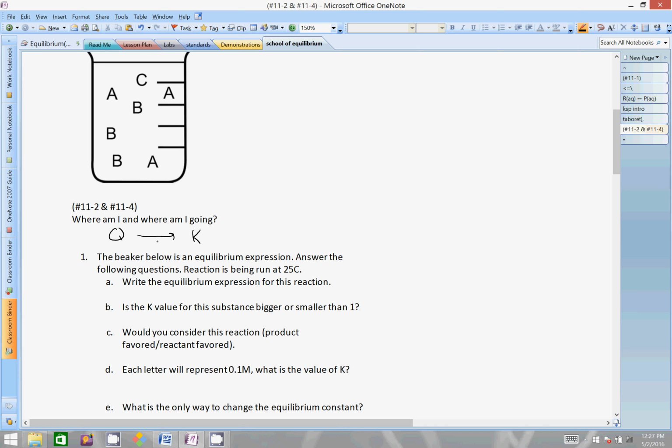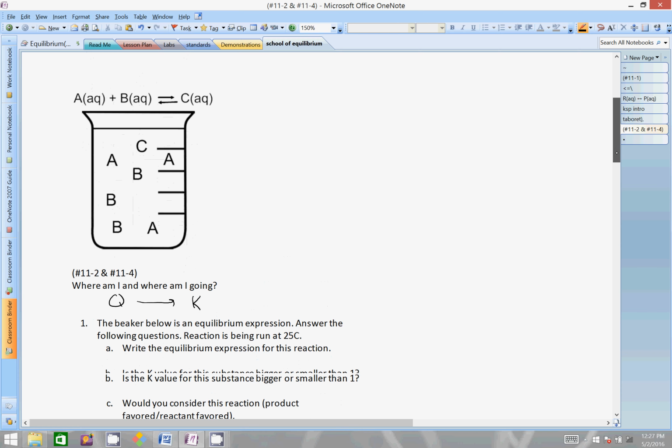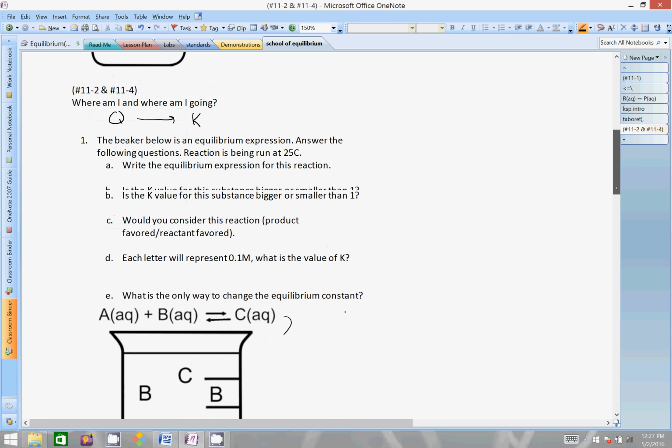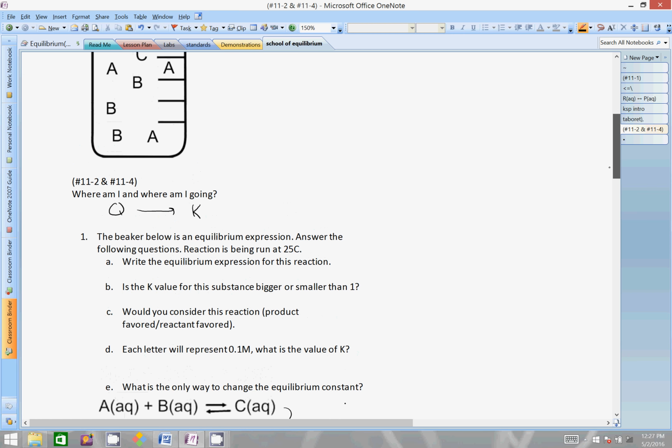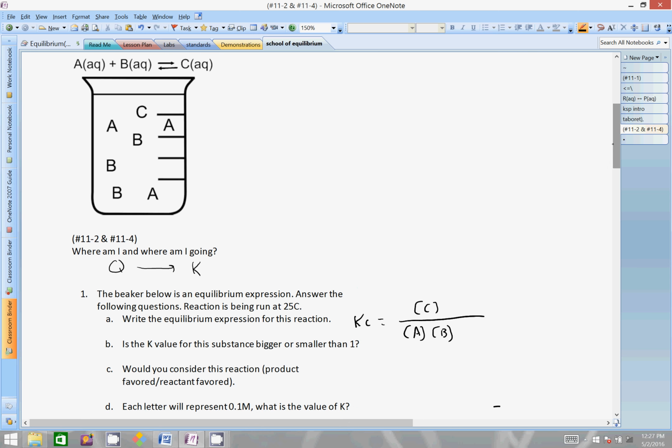Okay, so first things first, we have a chemical reaction above, A + B yields C. What is the Kc expression? Kc equals the concentration of C, since there's only one product, over the two reactants, A and B. Now, looking at this picture, you might ask, are we product favored or reactant favored? I got one C. Everything else is simply products or reactants.